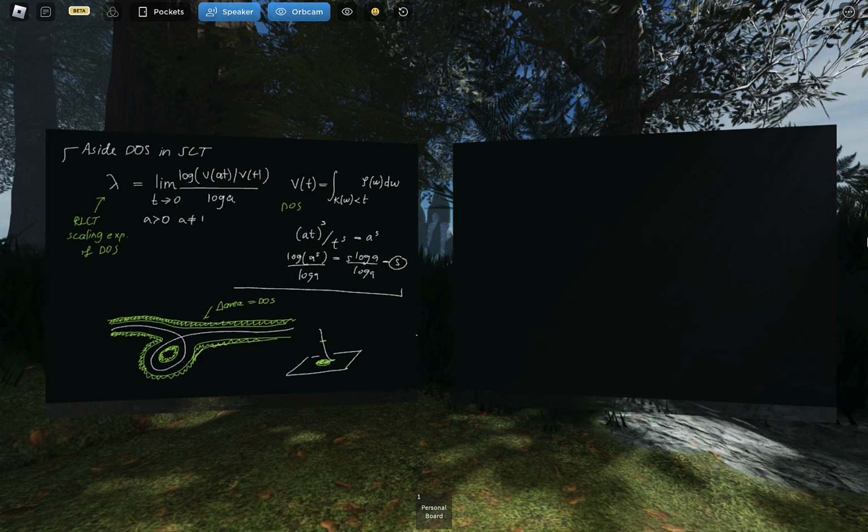So Jesse just told me, just want to check that, as you move closer to the singularity, the density of states blows up, and the speed with which it exponentially blows up, that's the RLCT. Is that correct? Or the scaling exponent. Is that what you said? Yeah, that's right. Cool. Very cool. Yeah, so that line of thinking has gone into much more detail in that earlier seminar.